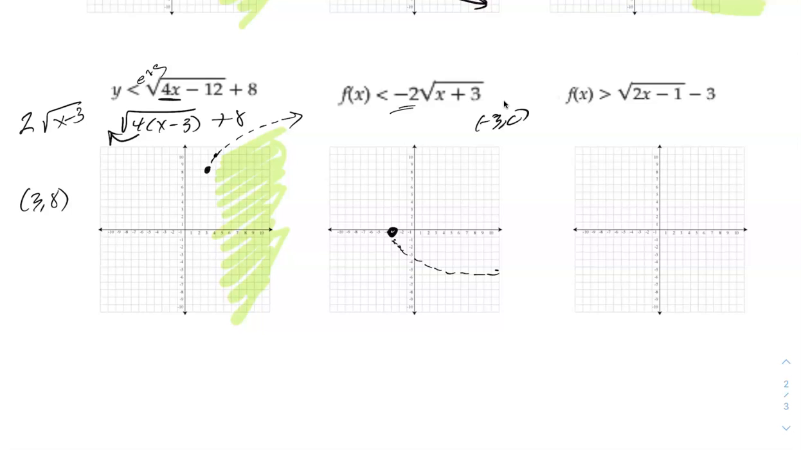This is a sketch. And we're shading less than again. So it'll be below that. Again, I can't go any further than this guy. So something like that. Last one.